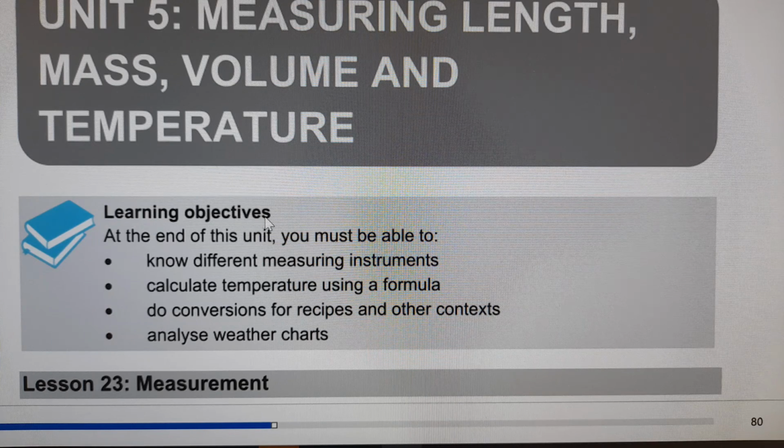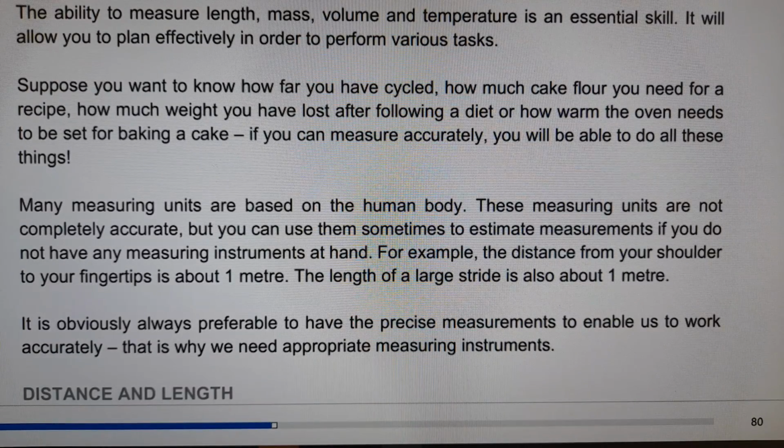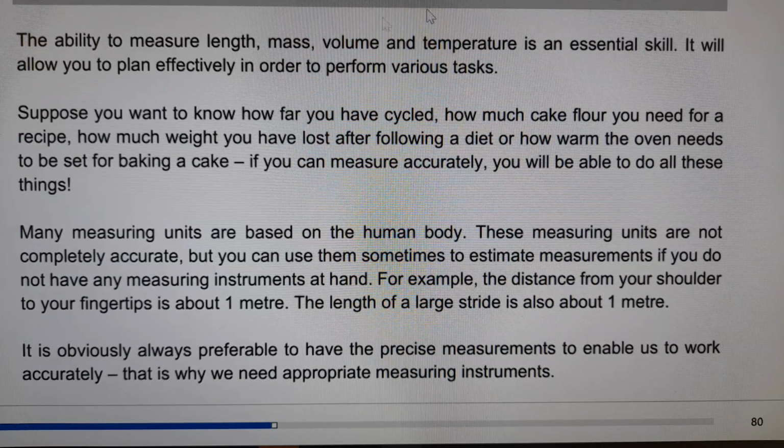The learning objectives at the end of this unit: you must be able to know different measuring instruments. You must be able to calculate temperature using a formula. You must be able to do conversions for recipes and other contexts. You must be able to analyze the weather charts. This is on page 80 of your textbook. Okay, and we are starting with measurement.